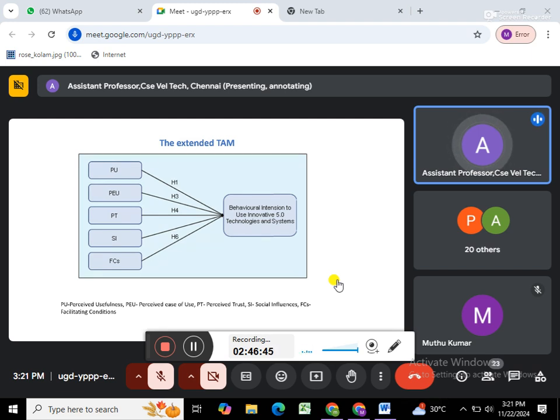So if we are doing some research with respect to industrial transformations, there are challenges with respect to the security aspect. And even nowadays quantum computing is gaining more popularity.